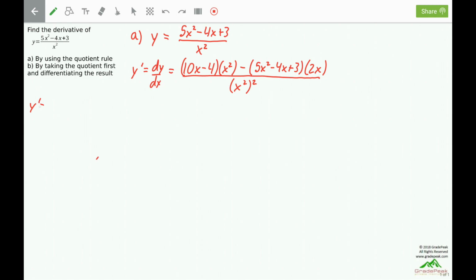So y prime, or dy dx, will be, in the numerator, I'm going to distribute the x squared into the 10x minus 4. That will give us 10x times x squared, 10x cubed, minus 4 times x squared, minus 4x squared. I'm now going to distribute the negative 2x into the 5x squared minus 4x plus 3.